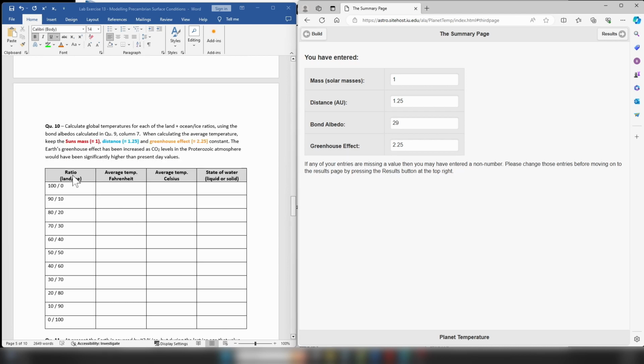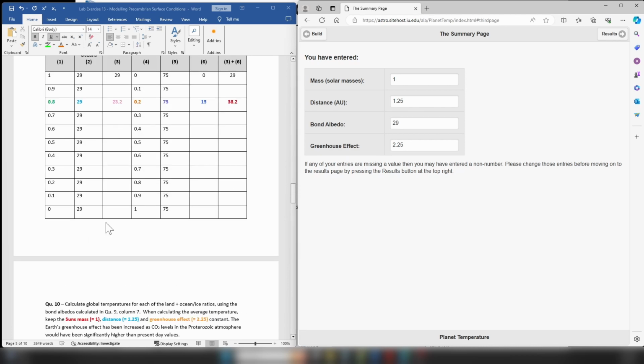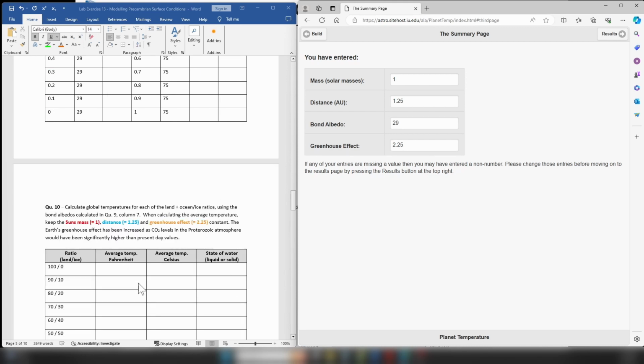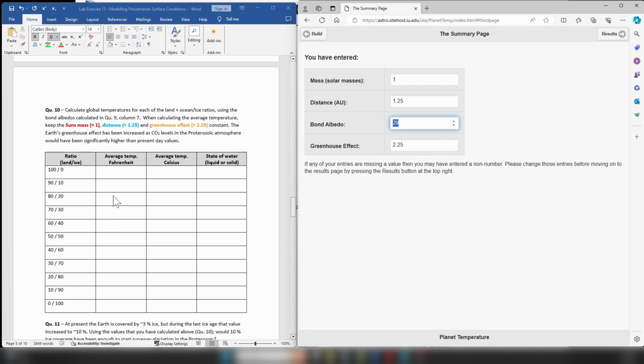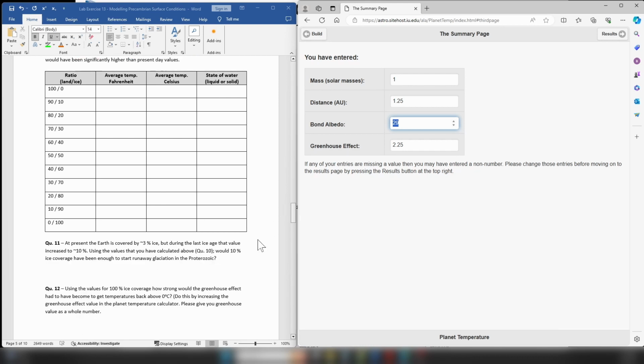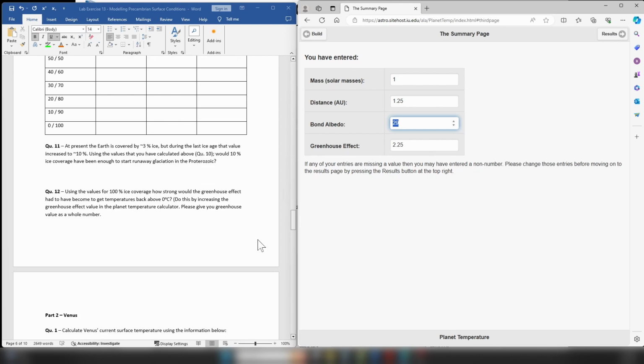So you're going to work your way down the different ratios, and you're going to use the Bond albedo that you calculated for each ratio, and you're going to put it into the calculator. So that's the only value you're going to change. And for each of the ratios, you're going to calculate the surface temperature in Fahrenheit, Celsius, and then you're going to tell me whether the water on the Earth's surface would be liquid or solid based on those values. So once you've done that, you are going to move on to question 11.